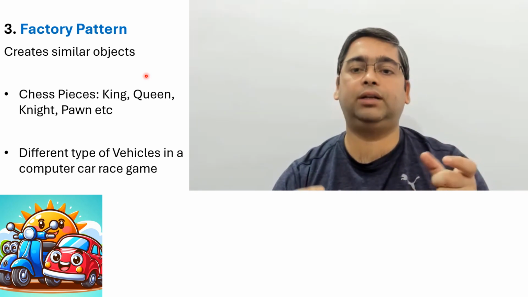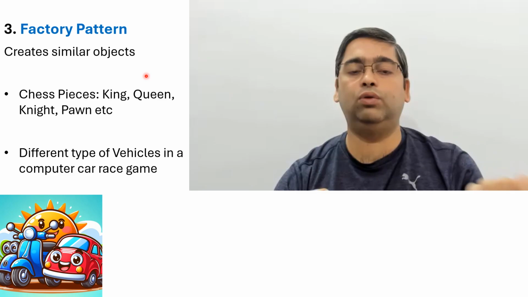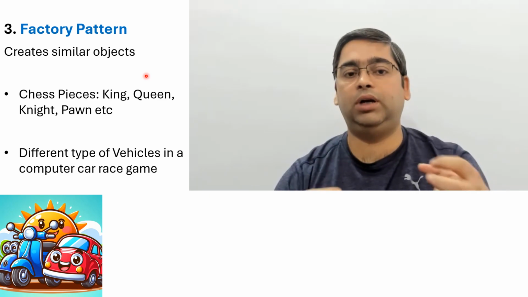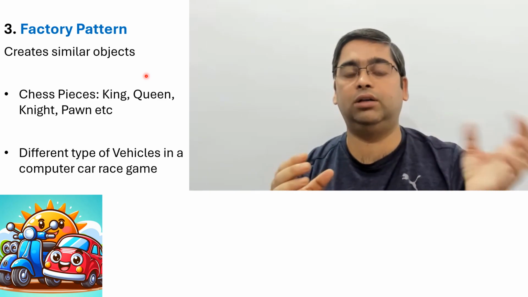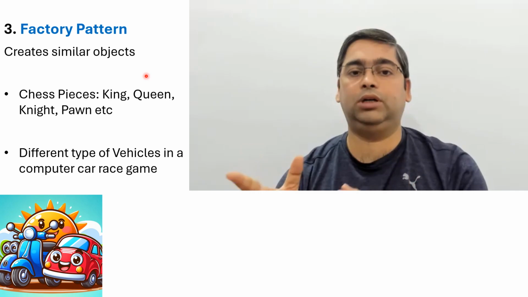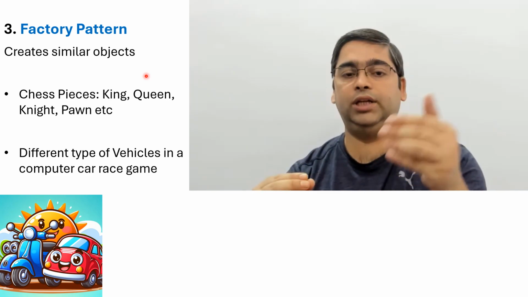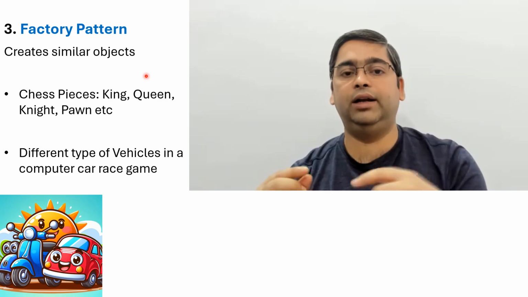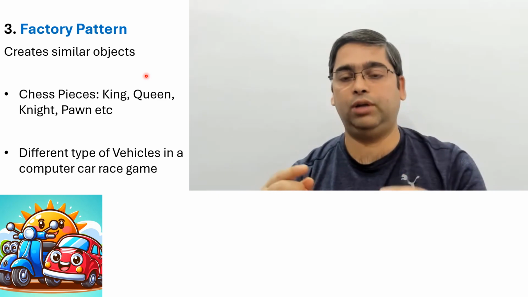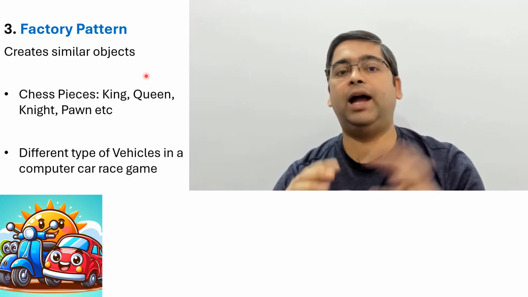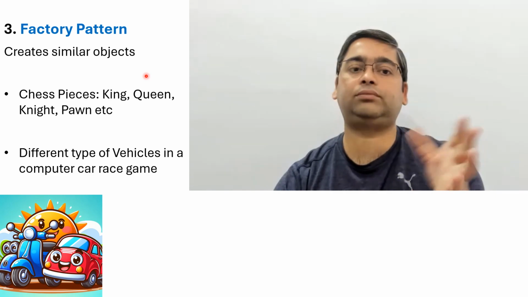Well, if it is only one object or two or three objects, then it is simple. But if there are many objects, like 10, 20, 30, 40 objects, then it becomes cumbersome. And if some change happens in the creational logic, then we have to go and edit all of those 30, 40 places. So to avoid that, we use the factory design pattern.